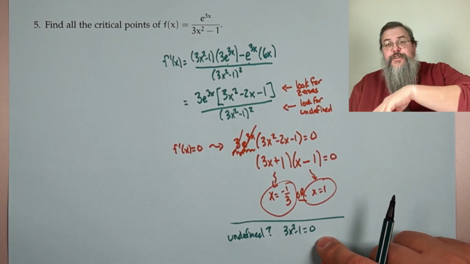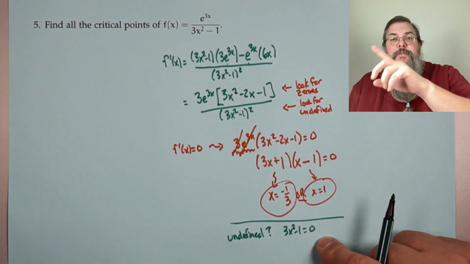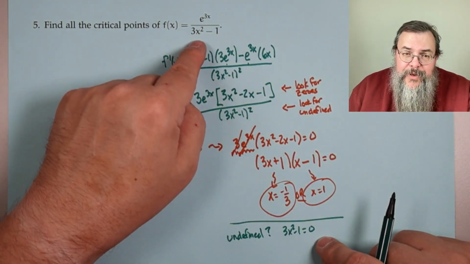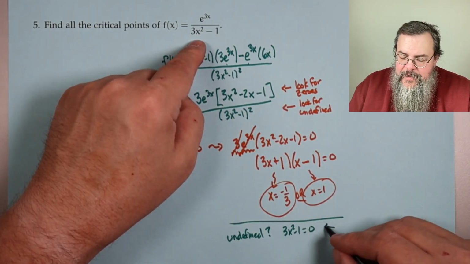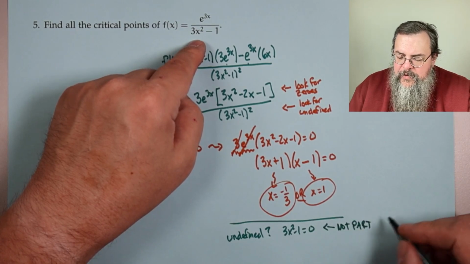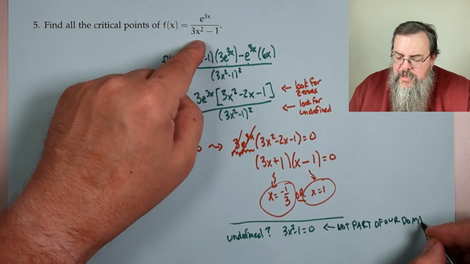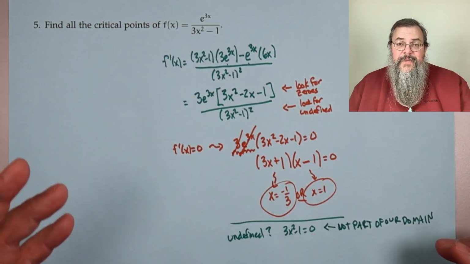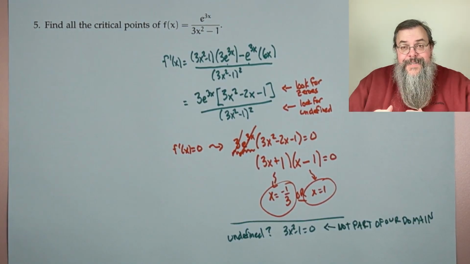we do a very big dramatic motion here. Did you see that big flowing arc? What can you say about 3x squared minus 1 being 0? This is not part of our domain. So it's not part of our original function. And so as such, because it's not part of our original function, it can't be a critical point. Critical points have to be places where our function is defined.